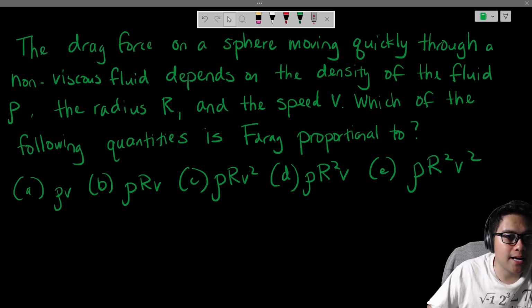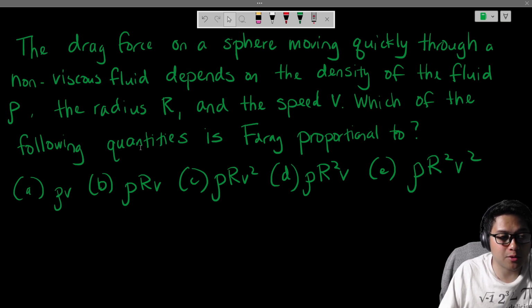So this problem is asking, how does the drag force of a non-viscous fluid depend on the density of the fluid ρ, the radius r, and the speed v? And we have to figure out which of these five quantities the drag force is proportional to. So same idea from before, just that instead of viscosity, we're now dealing with a non-viscous fluid. And so the drag force will depend on the density.